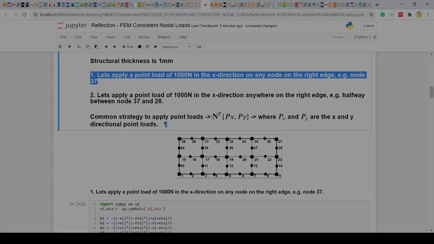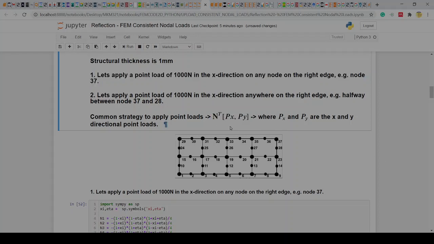And that's really just to take N transpose multiplied by Px, Py. That is a result of applying tractions when a traction is integrated over a point. It would be solved from the traction equation, which translates to N transpose multiplied by Px, Py, where Px and Py are the x and y direction point loads.